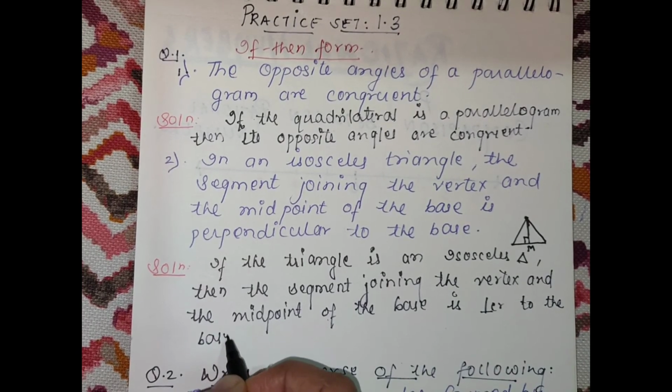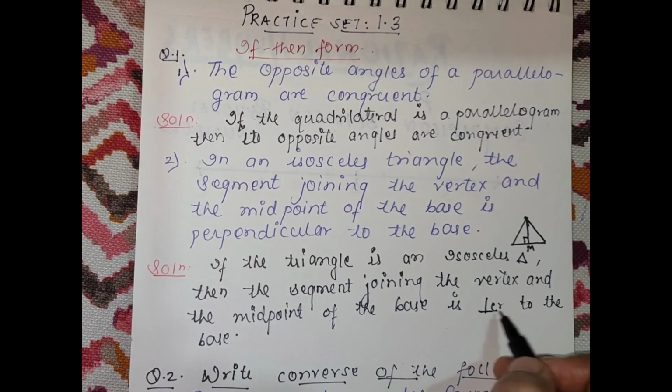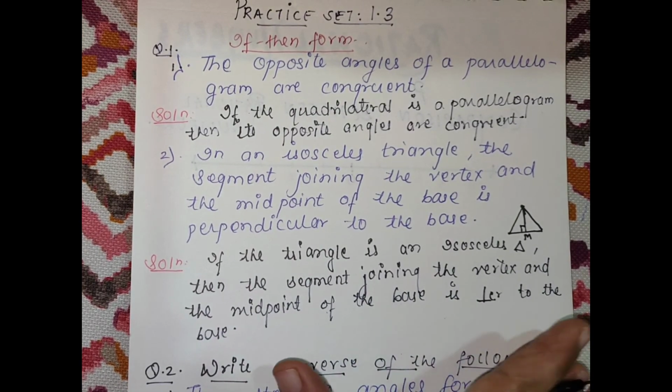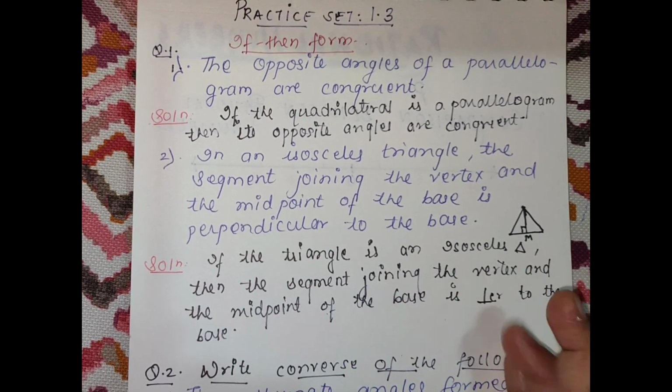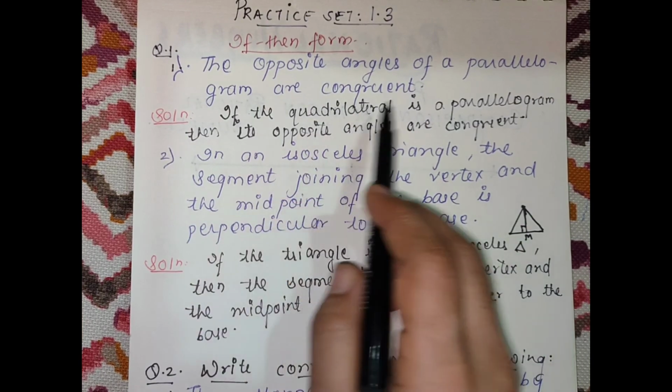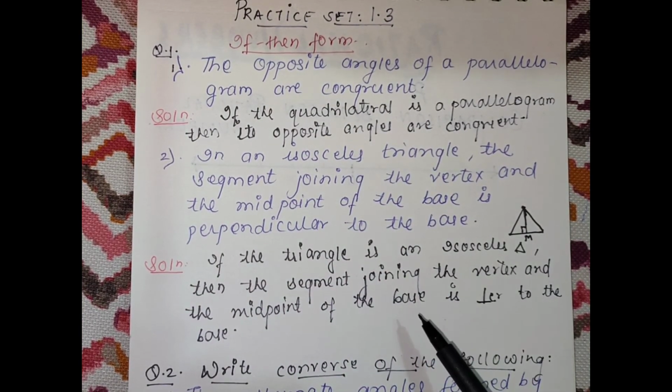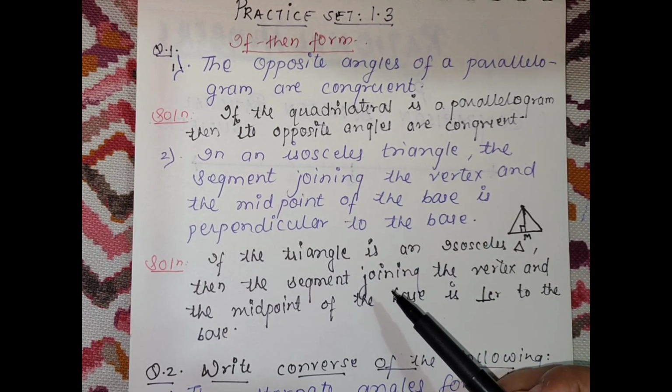Students, somewhere I am writing in short. Please, you don't write in short. You have to write the full statement. So this is called the if and then form. If it is a quadrilateral, write if the quadrilateral. If it is a triangle, write if the triangle. So it will be easy for you. Okay, students? So this is the way you will write. You will solve question number 1.